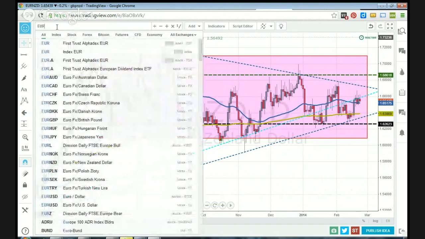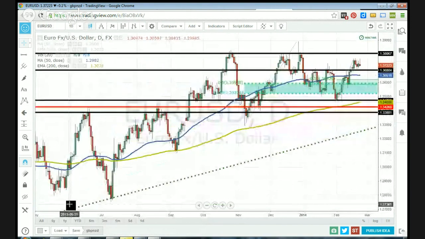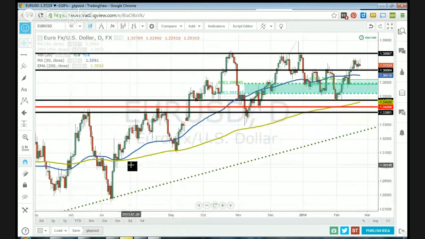And Euro US dollar. Okay, it looks like we're heading south here. What looks like, I would call this distribution. It certainly looks that way to me. And this is another thing where I'm tempted to short.